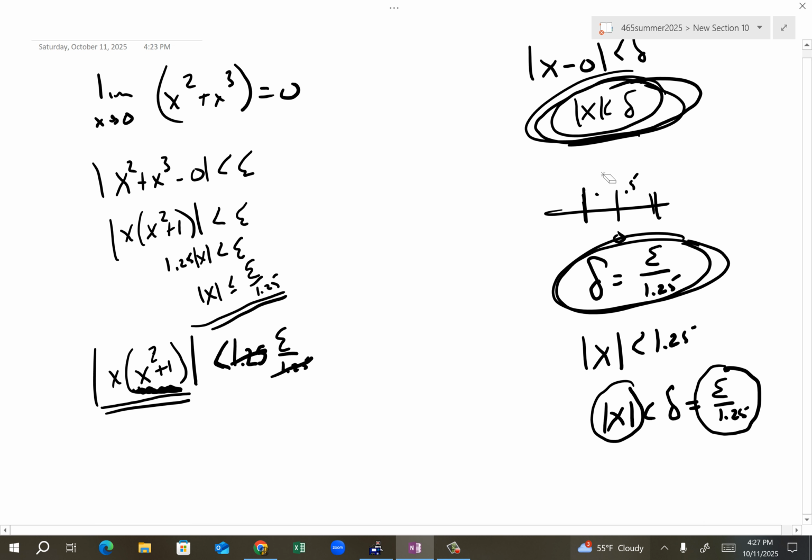No. The difference would be this. If I chose 1 and 1, we are at 0, so plus 1, minus 1. You put 1 here, you're going to get 2.